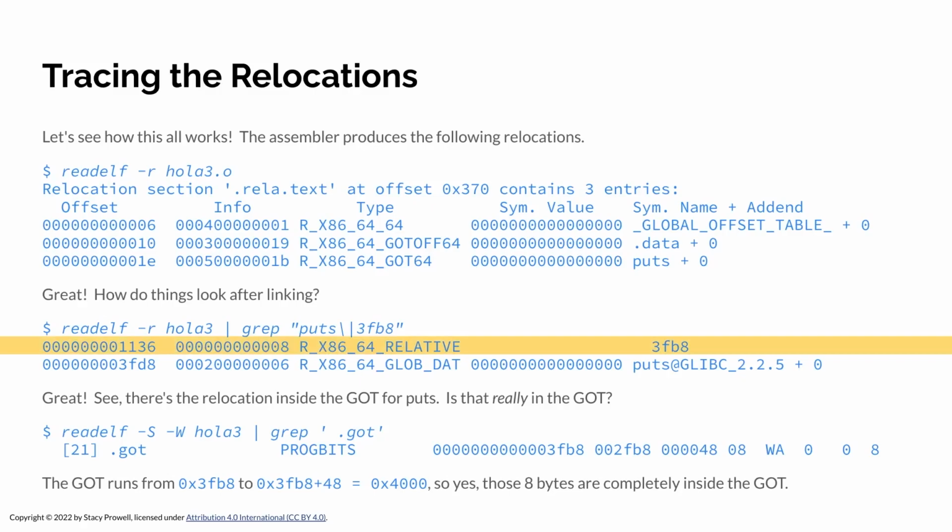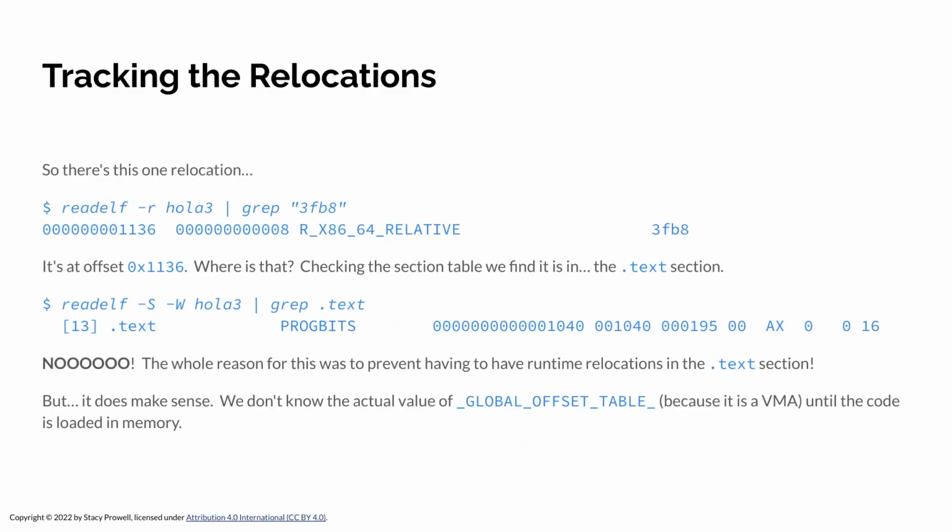But what is that? That kind of looks weird. And where is it? Well, it turns out it's at 1136, and 1136 is inside the text section. It begins at 1040 and it runs for hex 195 bytes. We have a relocation inside the text section. We didn't want that. We have a runtime relocation in the text section. We're patching the read-only bytes at runtime. We didn't want to do that. That was the whole purpose of having the GOT.